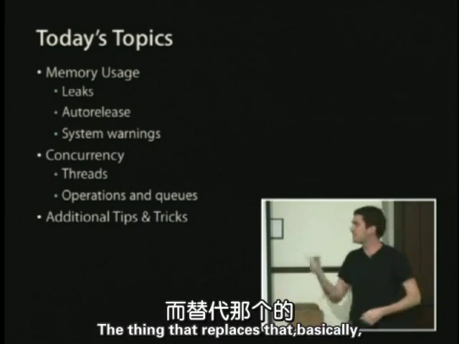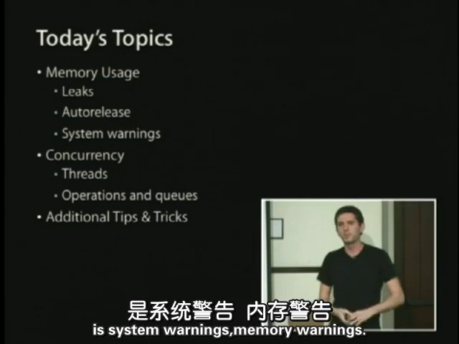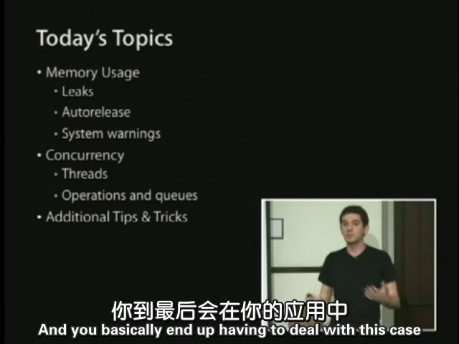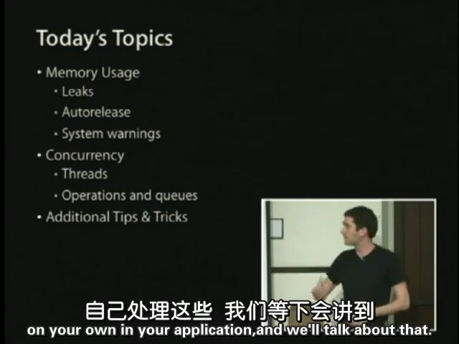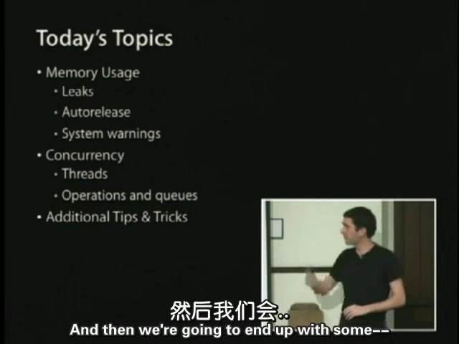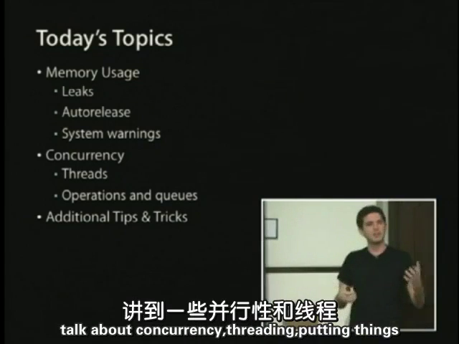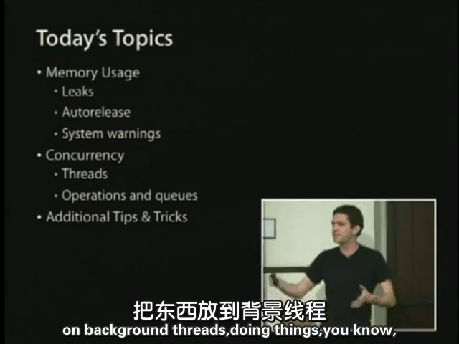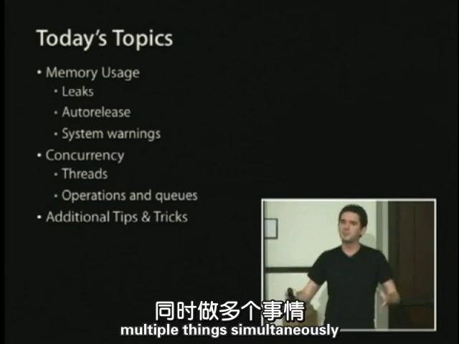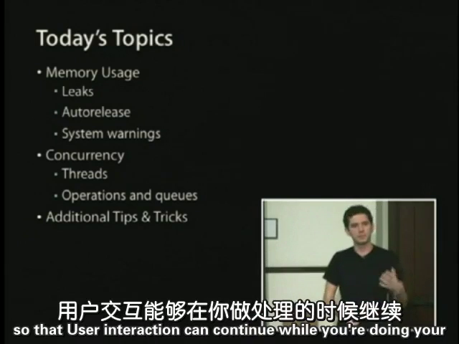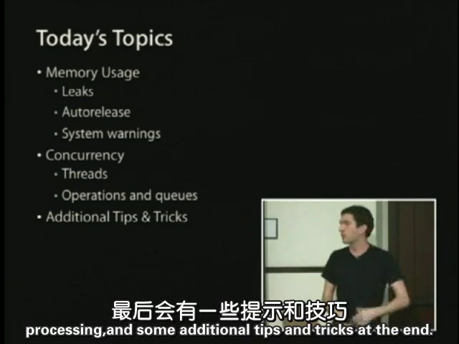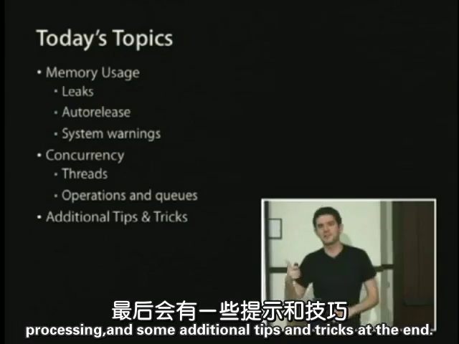The thing that replaces that basically is system memory warnings. And you basically end up having to deal with this case on your own in your application, and we'll talk about that. And then we're going to end up with some talk about concurrency, threading, putting things on background threads, doing multiple things simultaneously without blocking your main thread so that user interaction can continue while you're doing your processing, and some additional tips and tricks at the end.